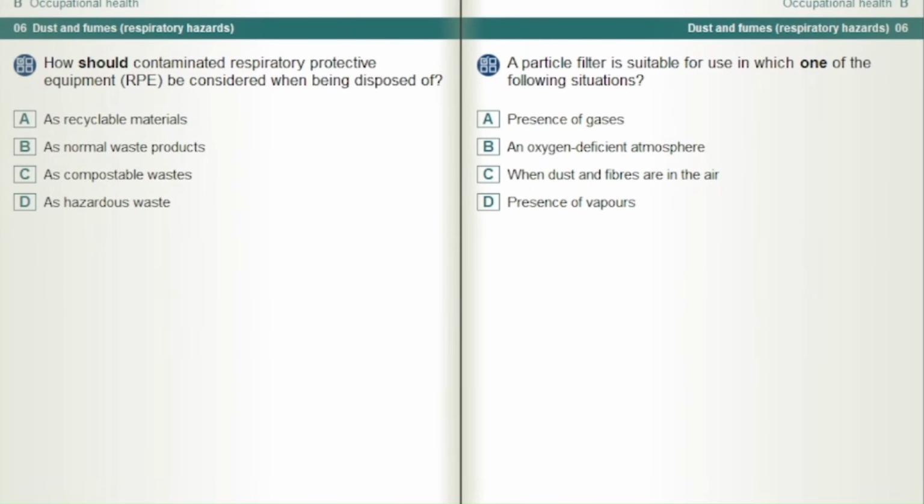How should contaminated respiratory protective equipment, RPE, be considered when being disposed of? As recyclable materials, as normal waste products, as compostable wastes, as hazardous waste. A particle filter is suitable for use in which one of the following situations? Presence of gases, an oxygen-deficient atmosphere, when dust and fibres are in the air, presence of vapours.